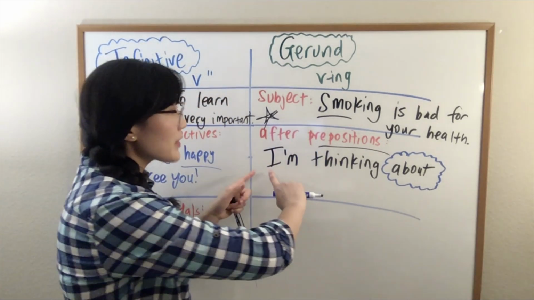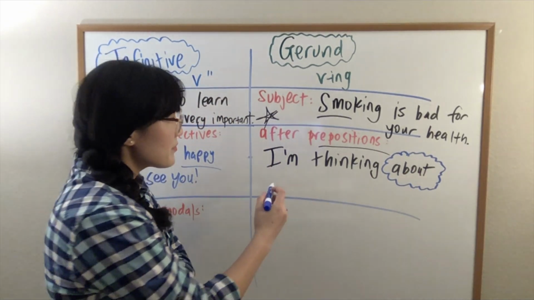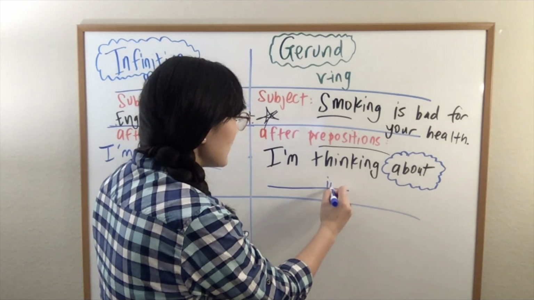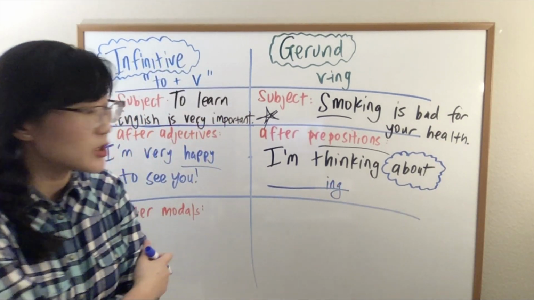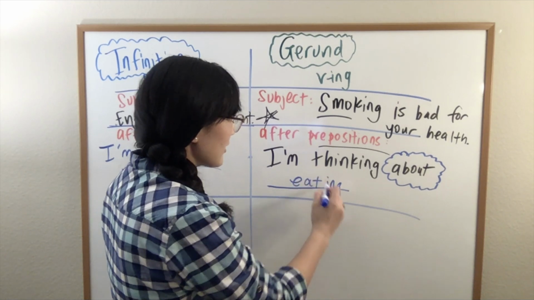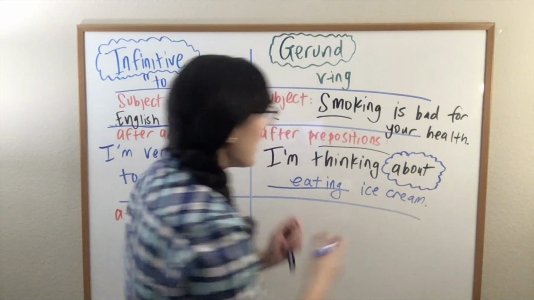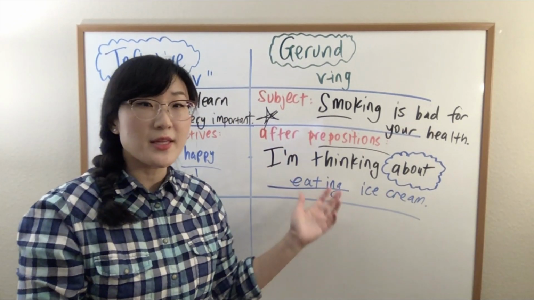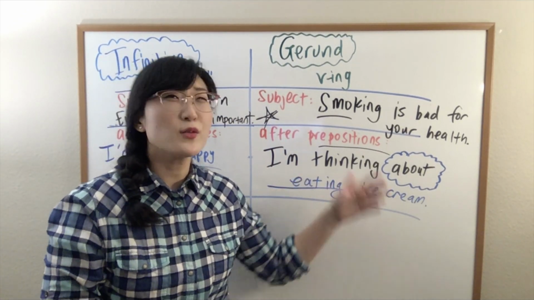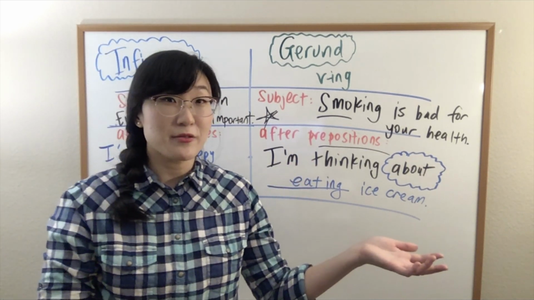But here, I'm thinking about. Okay, so I'm thinking about what? I can have any verb I want and the ing form, the gerund, right? So I'm thinking about eating ice cream. Or I'm thinking about sleeping. Or I'm thinking about shopping for food later, right? Or I'm thinking about teaching my students, right?